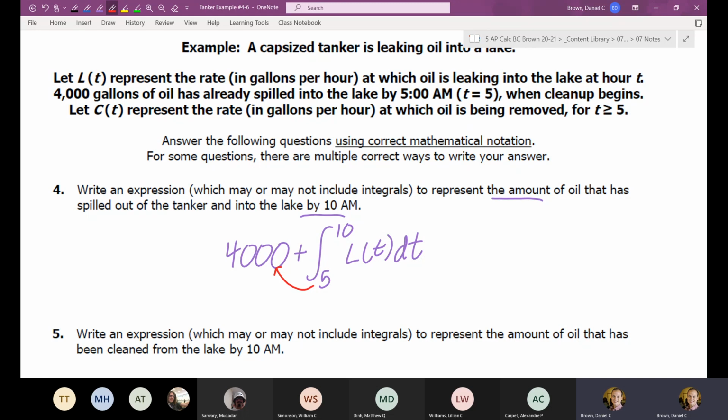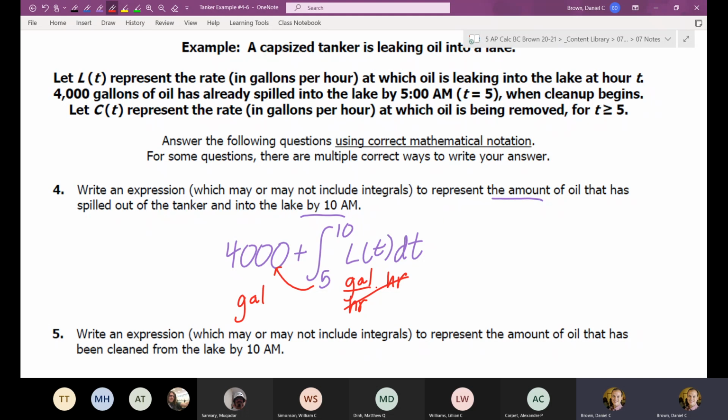It's always good to check your units. So 4,000 is in terms of gallons. L of t we know is in gallons per hour. dt is in terms of hours. We are adding two things in terms of gallons, so it does work out. You can't add things in mixed units, so knowing the units will help you check your answer. And again, if this was the AP exam, you would have some function for L of t and just punch it into your calculator and get some answer.